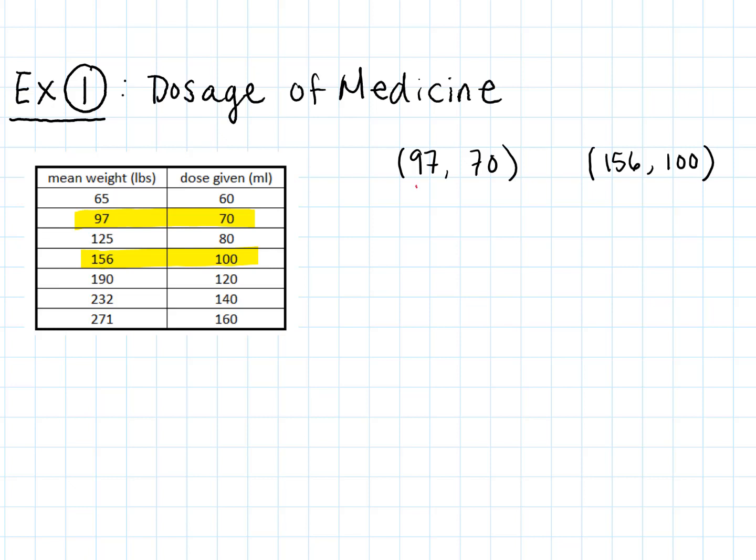So this is my x1 and my y1. This is my x2 and my y2. And my first step is to find the slope. So to find the slope, remember y2 minus y1 over x2 minus x1. So my slope here is going to be 100 minus 70 over 156 minus 97.